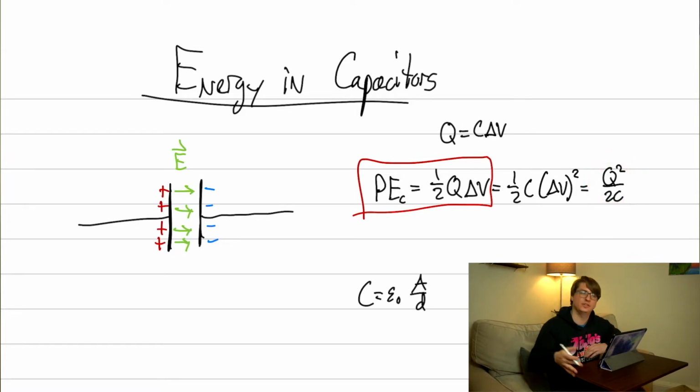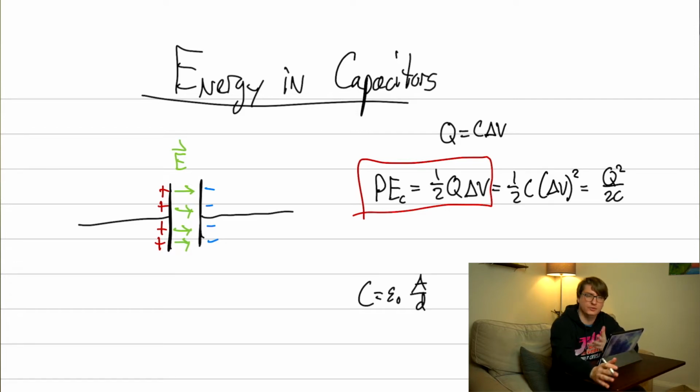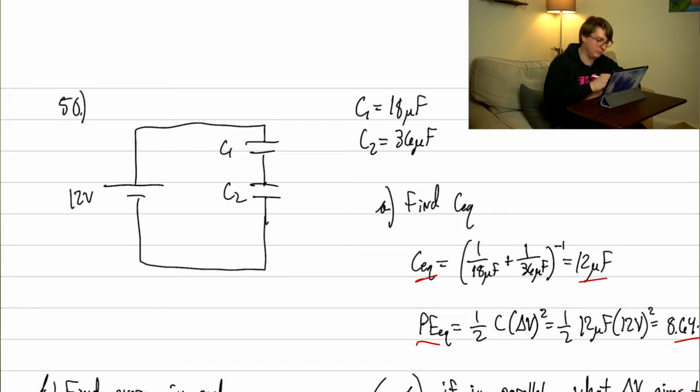The point is that, just like last time, if we just know two of charge, capacitance, or voltage, we really know the whole thing. We have the whole picture, and the same thing for potential energy. Okay, we have a problem here, and we're going to be finding a few things similar to last time, but with a few twists.